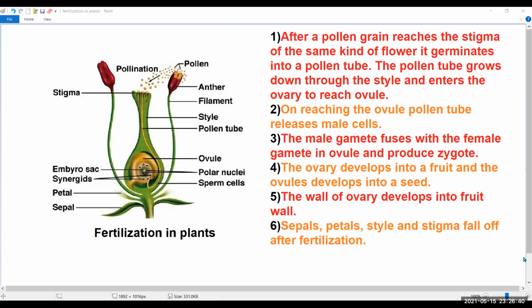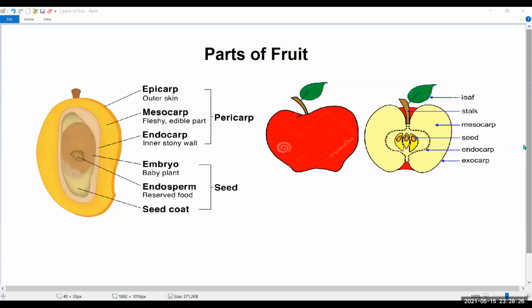The ovary now develops into a fruit and the ovule develops into seeds. The wall of the ovary develops into the fruit wall. Sepals, petals, style and stigma fall off after fertilization. Now, children, let us discuss the formation of fruits. A fruit is a ripened ovary.